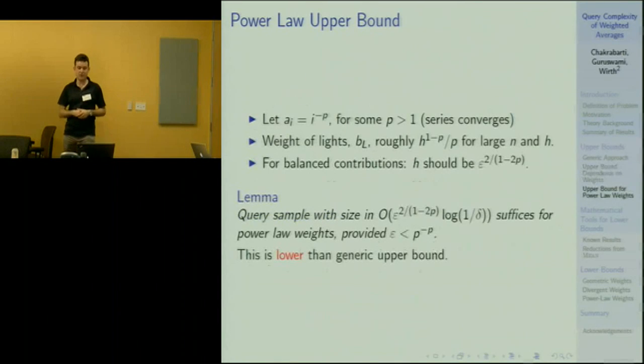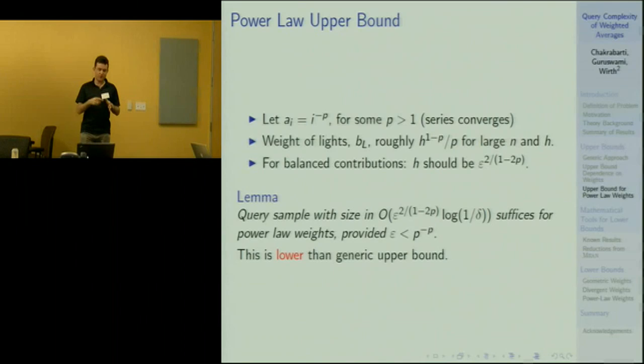So we try this with the power law case, for instance. Okay, so we've got a convergent series, and we set everything up, and then we have H items, and the weight of the light things is going to be roughly, if you do the integration, H to the (1 minus P) over P. You just think about the integral, approximately that. Okay, assuming that everything works nicely with N and H and P and so forth.